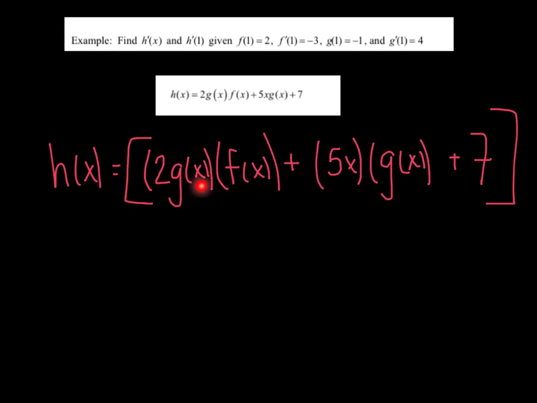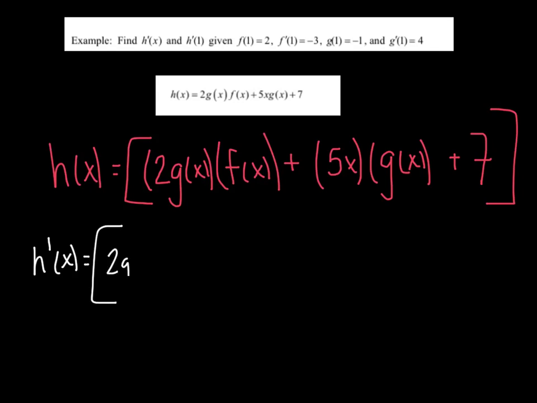Well, this is a function in terms of x times something else with x, so that's product rule. And 5x times g of x is definitely product rule. This has an x and this has an x. And 7 is just a single term. Alright, so here we go, our product rule one last time.